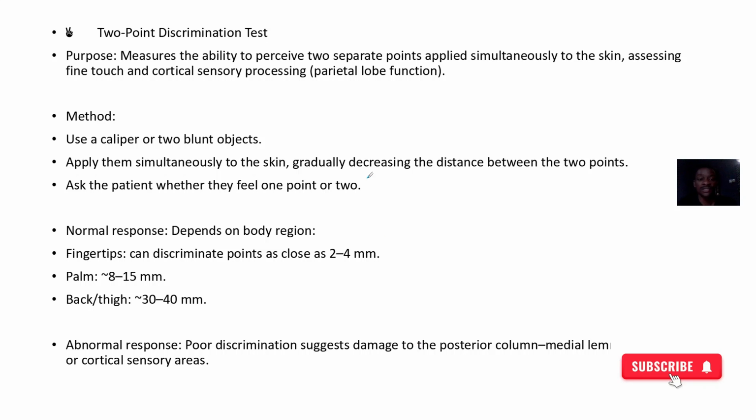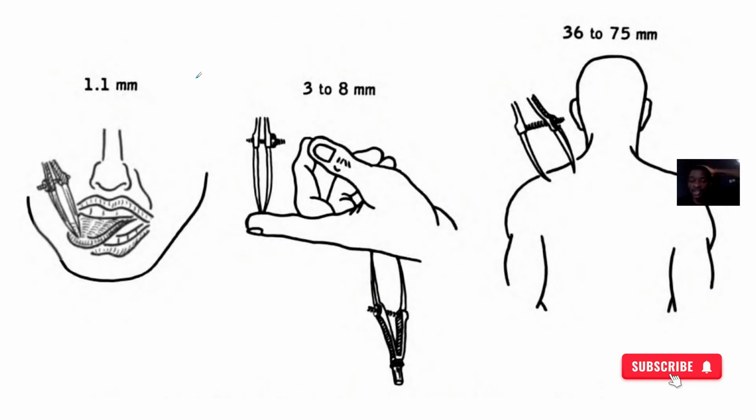You understand? So the 2-point discrimination test measures the ability of the patient to perceive 2 separate points that were applied simultaneously to the skin. Okay, assessing fine touch and cortical sensory processing. So let me see. I'll put a pin at the back of the patient. I'll put the pin maybe on the back of the patient. Maybe put it on the hand.